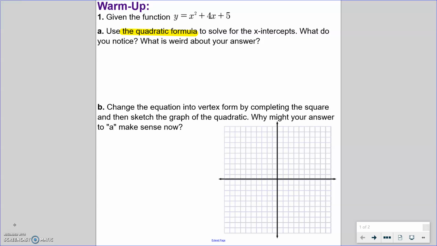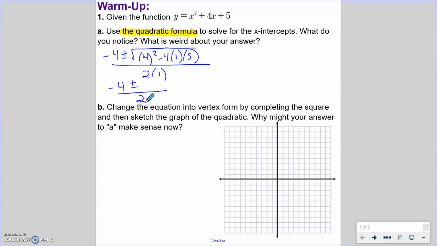All right, so use the quadratic formula to solve for the x-intercepts. What do you notice and what's weird about your answer? Well, obviously something's going to go wrong, right? Something's going to be unusual where we're going to get stuck, so I'm already prepared for that. So quadratic formula, negative b plus or minus the square root of b squared minus 4ac, all over 2a. So we get negative 4 plus or minus, and there's a 2 on the bottom. 4 squared is 16, and then 4 times 1 times 5 is 20. So I get negative 4 plus or minus the square root of negative 4 over 2.